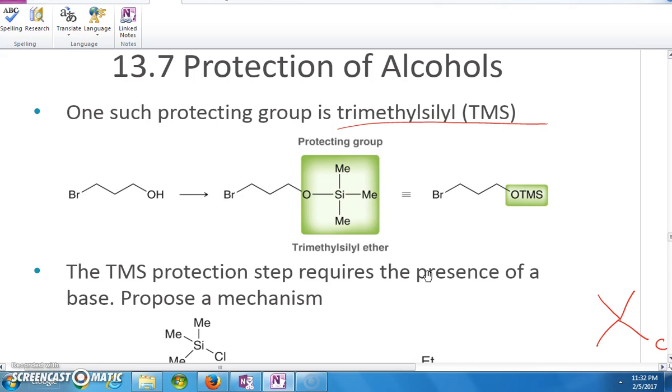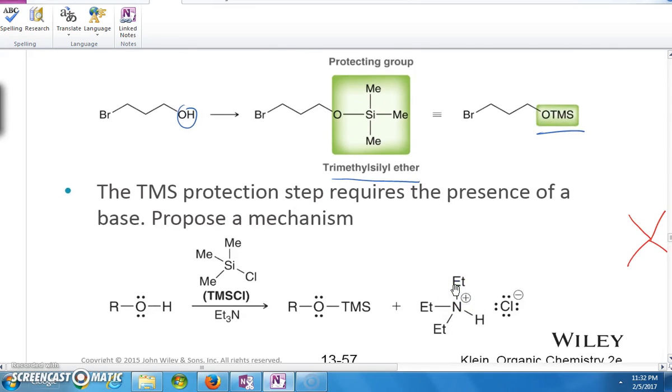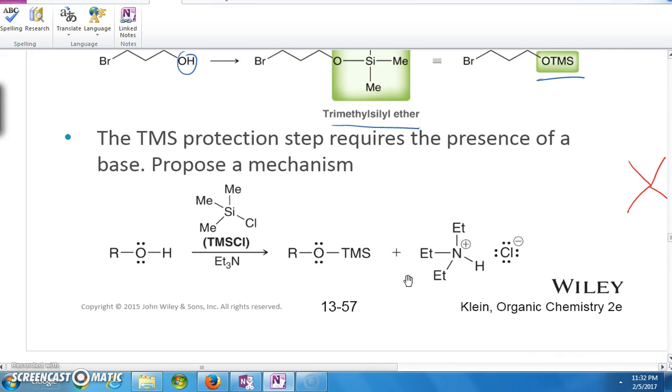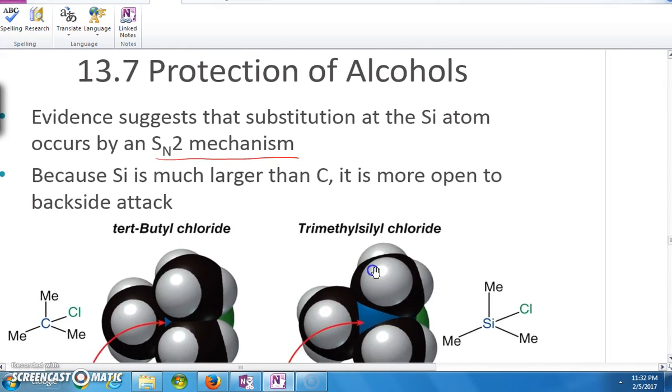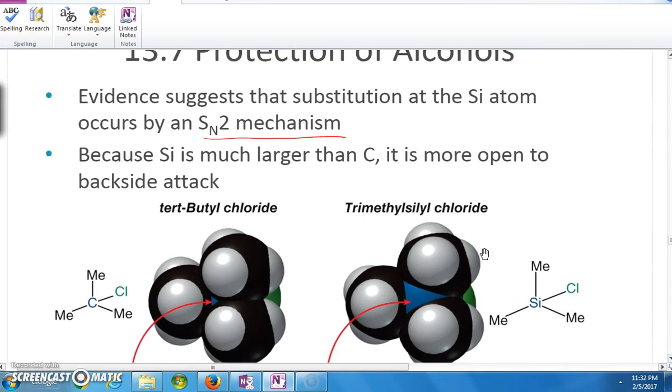Basically what you do in TMS is you convert the OH group here to a very bad leaving group, and that is the trimethylsilyl ether, or OTMS. Now the TMS protection step requires the presence of a base, and if you can propose a mechanism, which is very straightforward, you can practice that on your own. You can see that the hydrogen of the OH here has been converted to a TMS there.